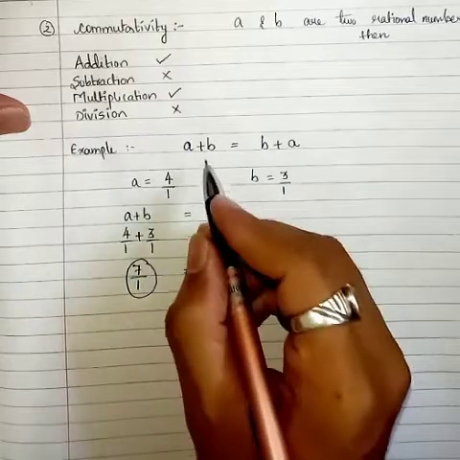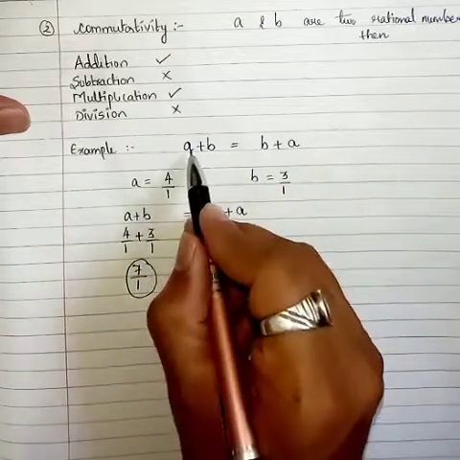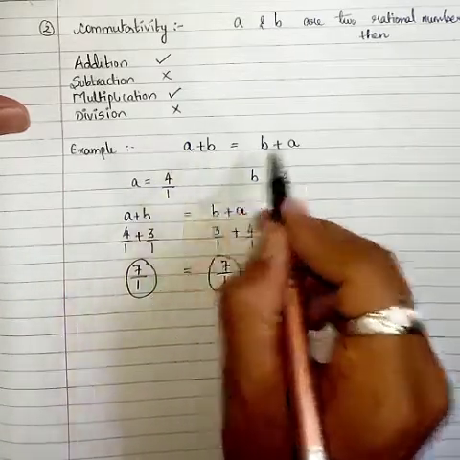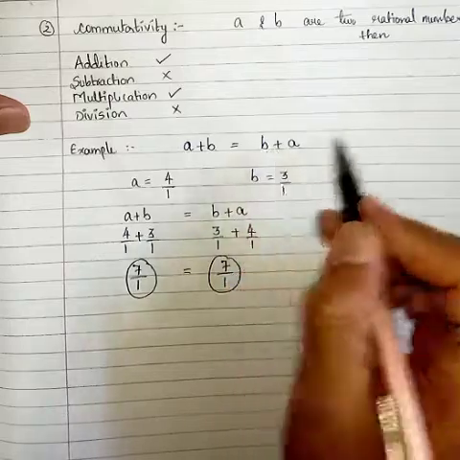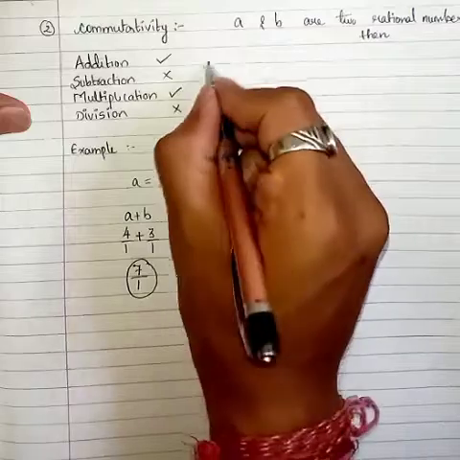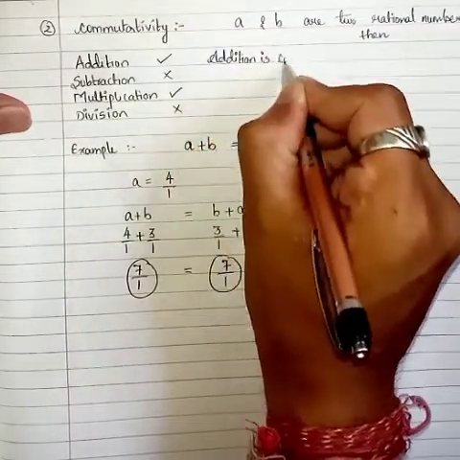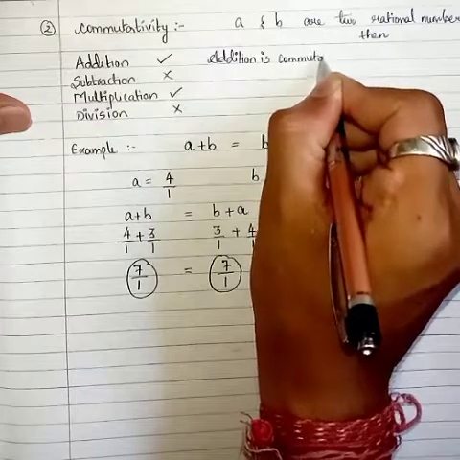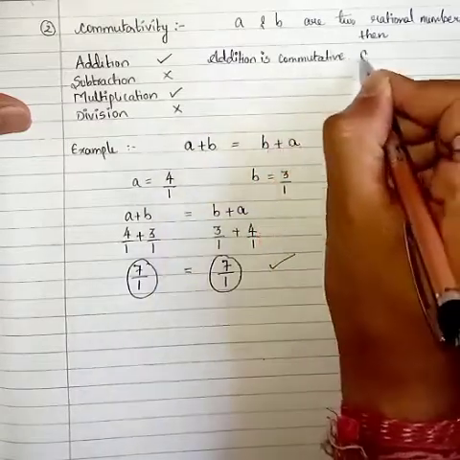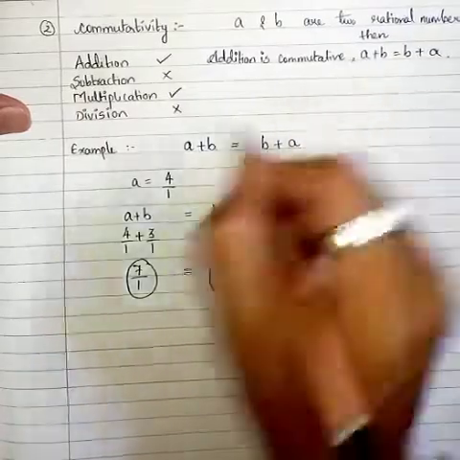This means that addition of two rational numbers in any order, whether B is added to A or A is added to B, gives the same result. So therefore I can say that addition is commutative. That is, A plus B is equal to B plus A.